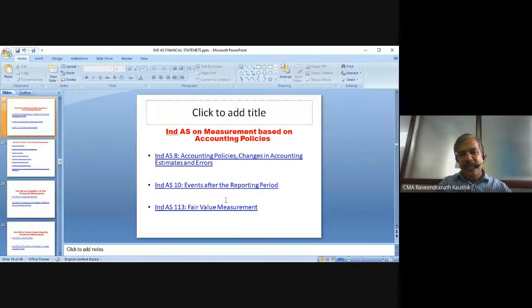So if you want to refer to Ind AS on measurement based on accounting policies, then we need to become familiar with these three Ind AS. One is Ind AS 8, which talks about accounting policies, changes in accounting estimates and errors. That is a very important standard which needs to be looked into when you talk about measurement based on accounting policies. Then events after the reporting period, that is Ind AS 10, and Ind AS 113, fair value measurement. So these are the three important Ind AS which need to be understood from the perspective of measurement based on accounting policies.